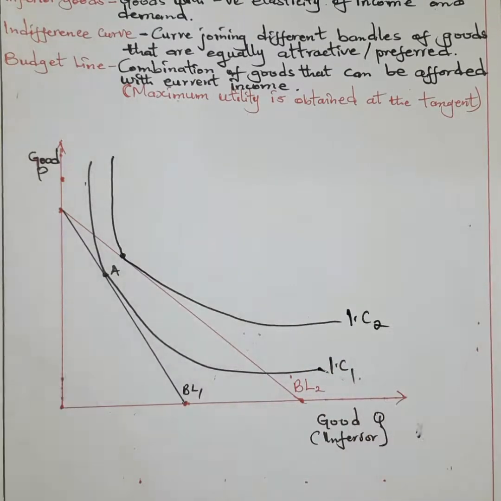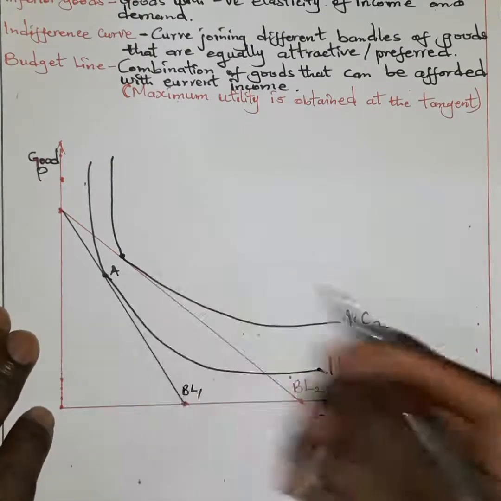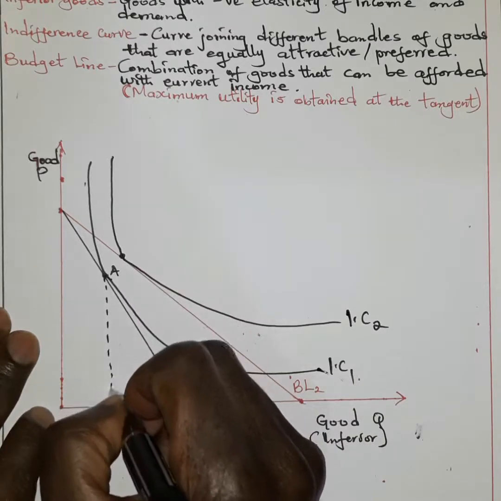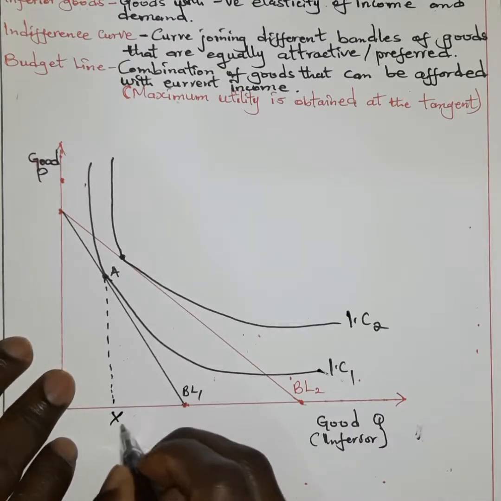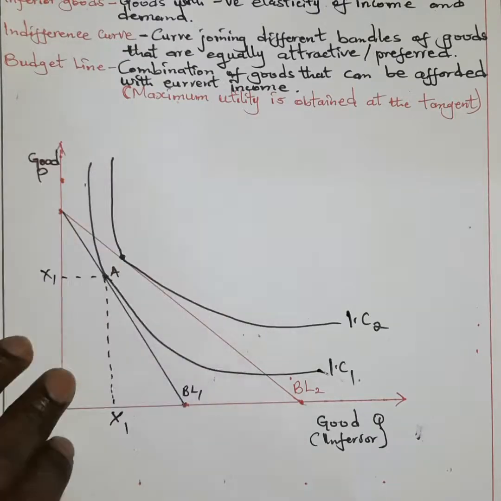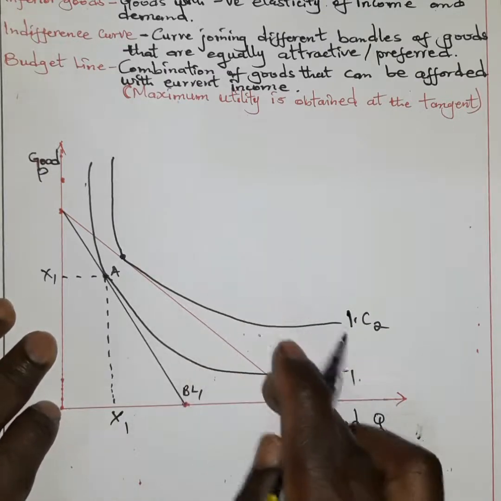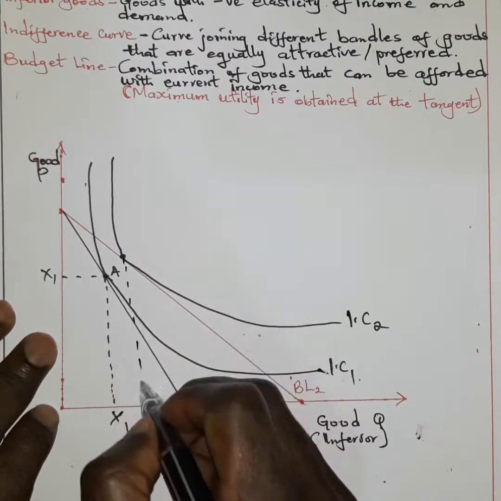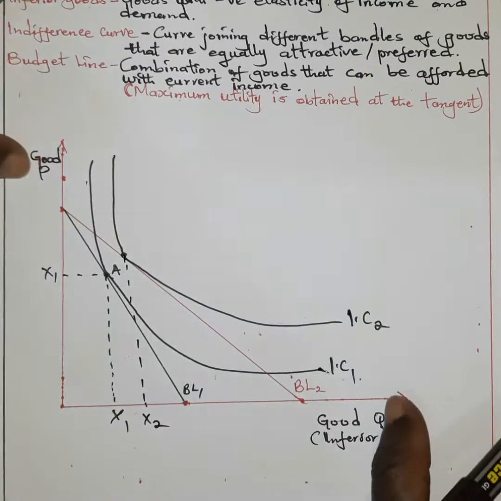We are going to give it as indifference curve 2. So initially you realize that when we have this budget line L1, we consume a quantity of good Q at the point where we have X1. But now when you drop the price, the consumption is going to increase all the way to X2 for good Q, which is an inferior good.